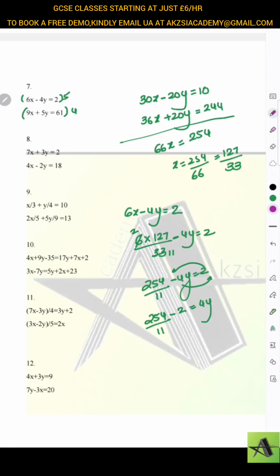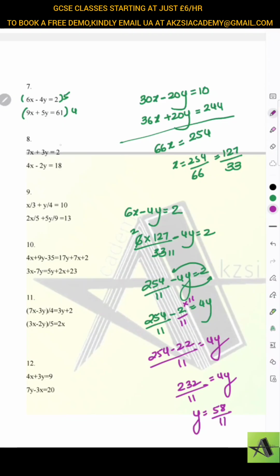Now let me take the LCM. Obviously divide and multiply by 11. I'll get 254 minus 22 over 11 is equals to 4y. Then this will be 232 over 11 is equals to 4y. Now divide both the sides by 4. I'll get y is equals to 58 over 11. So x is equals to 127 over 33 and y is equals to 58 over 11.